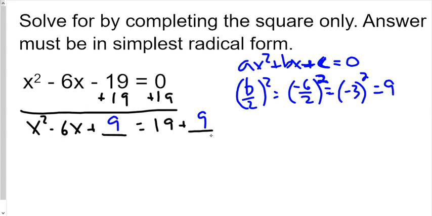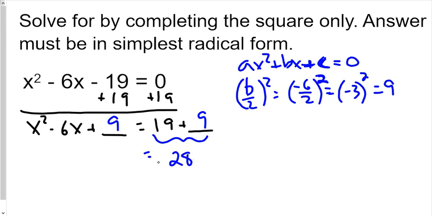Remember, keep in mind, it's b over 2, and we're going to square that value. If you're going to be using a calculator, which you totally could in this case, make sure you put parentheses around the b over 2 before you square it. Negative 3 squared is positive 9. Now on the right side, we combine the numbers: 19 plus 9 is 28. On the left side, we're going to factor.